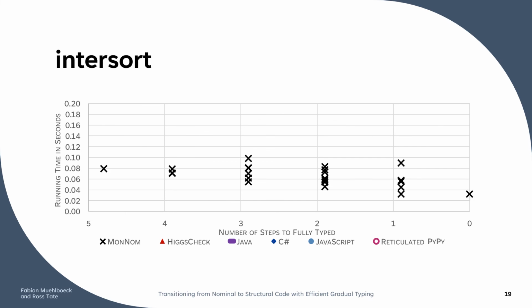The black axes on the chart mark the running times for the various MonNom configurations. While there are some configurations with higher overheads, there is a clear downward trend for most configurations as we add types. We implemented the same program in Java, C# and JavaScript, and find that MonNom's fully typed version performs about as well as those industrial languages. We also implemented the benchmark in more academic, gradually typed object-oriented languages, namely Higgs-check and reticulated Python, which, as you can see, do not improve performance with increasing typedness.